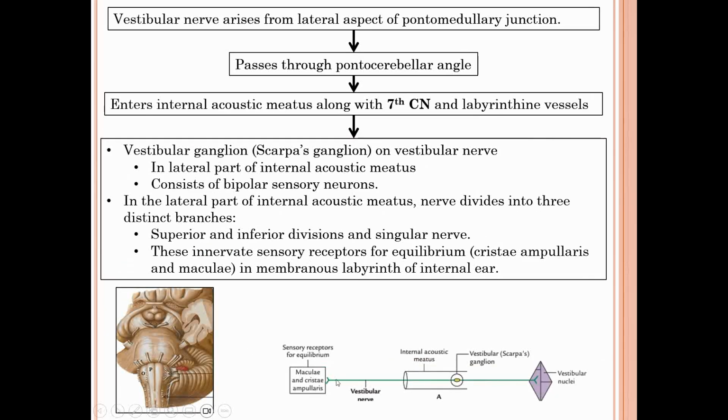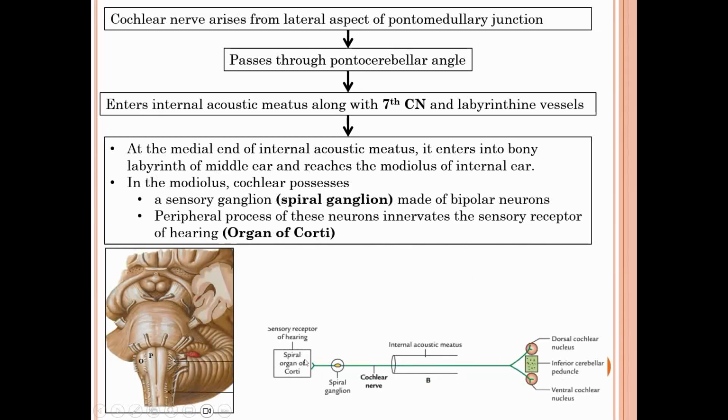So here you can see the sensory receptors for equilibrium are the maculae and crista ampullaris, which are present in the membranous labyrinth of the internal ear, and the sensory receptor of hearing is the spiral organ of Corti, which is present here in the inner ear.